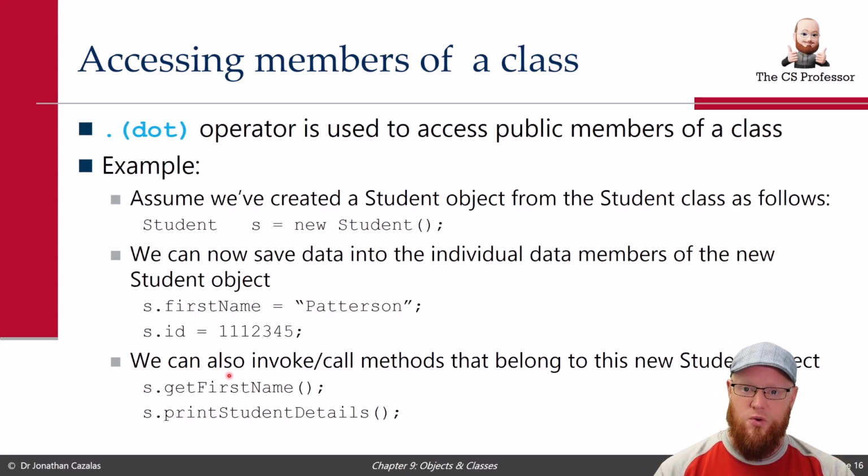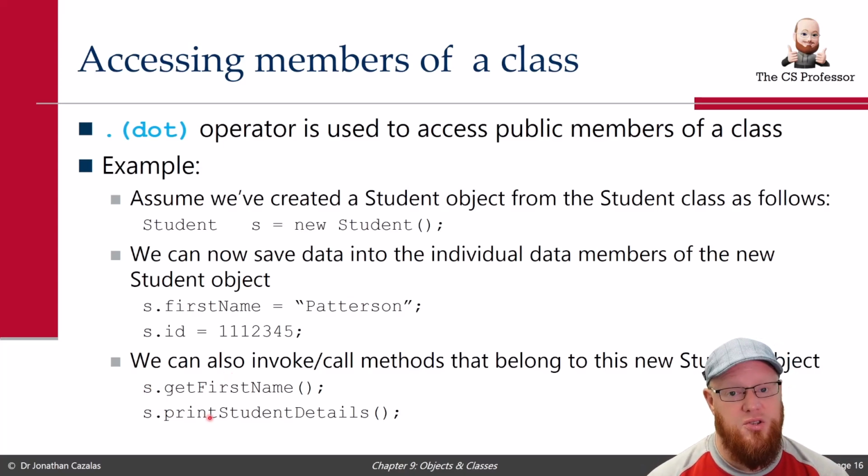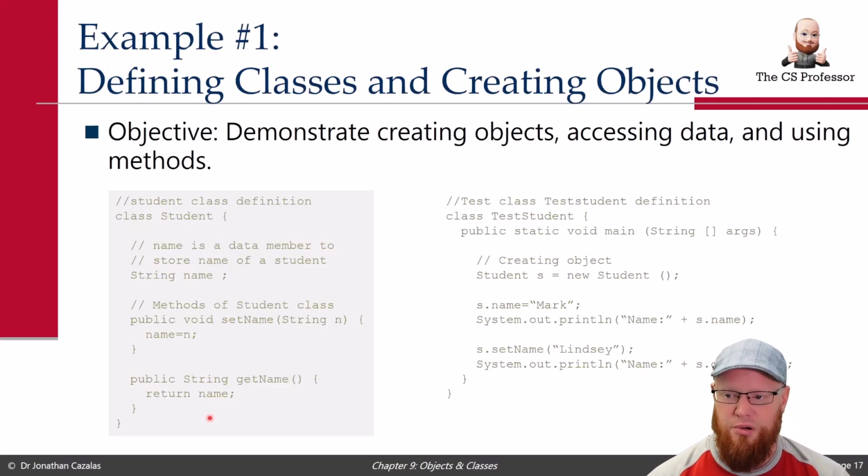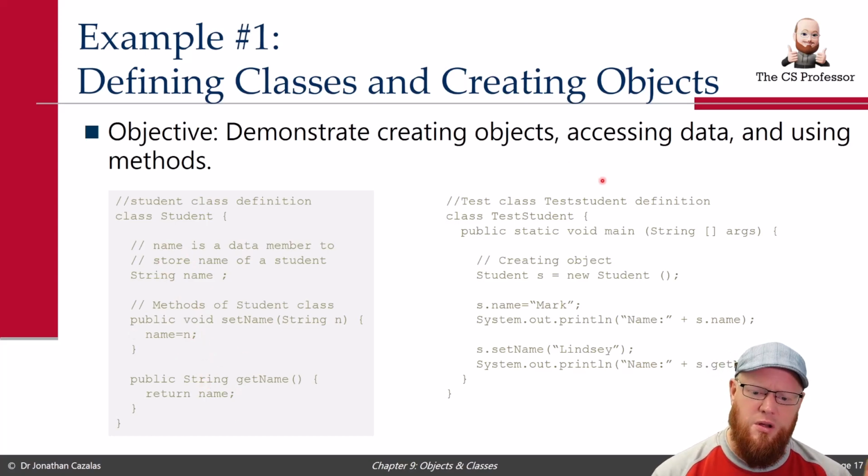It would retrieve for us the first name if we've created that method, or s.printStudentDetails would allow us to then invoke this method called printStudentDetails. So what follows is just some extra classes to look at. Here we have the student class. We're going to look at a bicycle class, and we're going to look at a couple others.